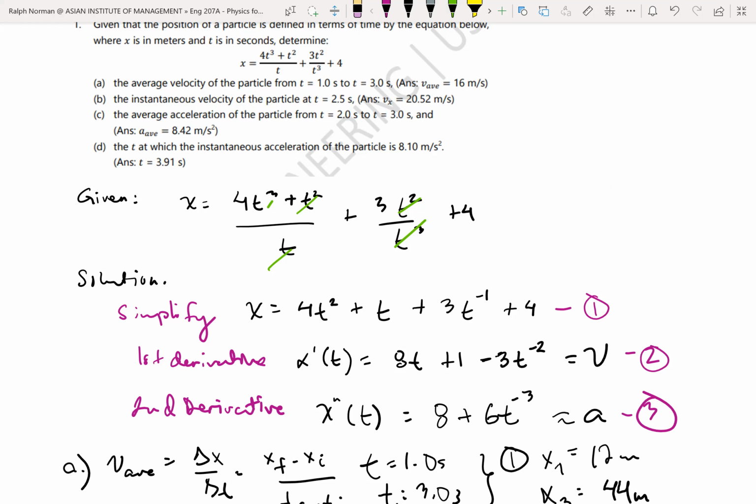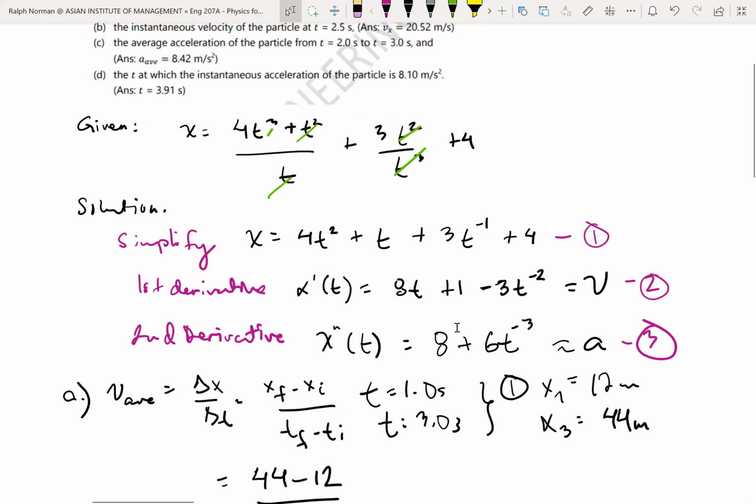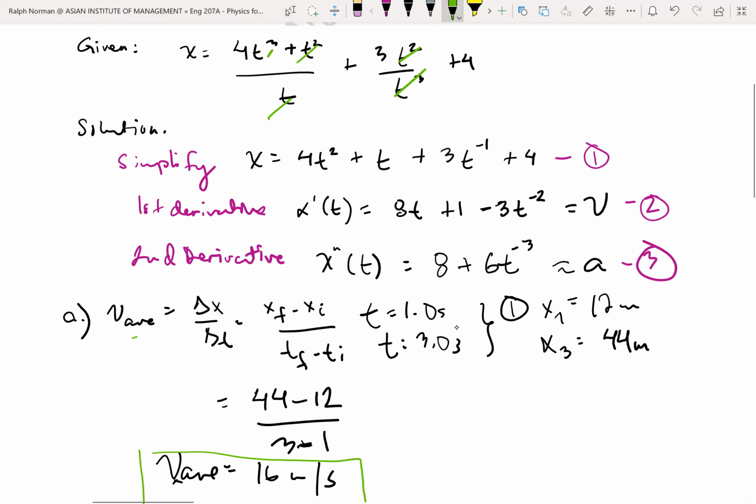So you set up the equations mo na ganyan, 1, 2, and 3, since you're dealing with instantaneous and average conditions respectively. So for A, to get yung average velocity, recall that we have V average as delta x over delta t, which is final displacement minus initial displacement over change in time.